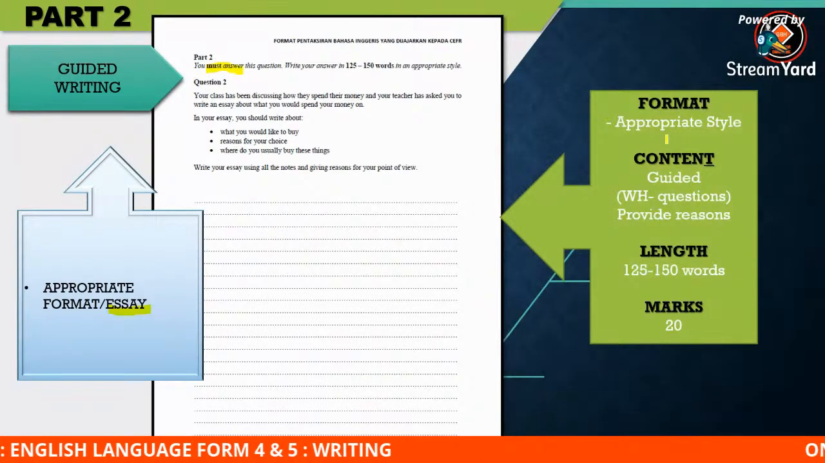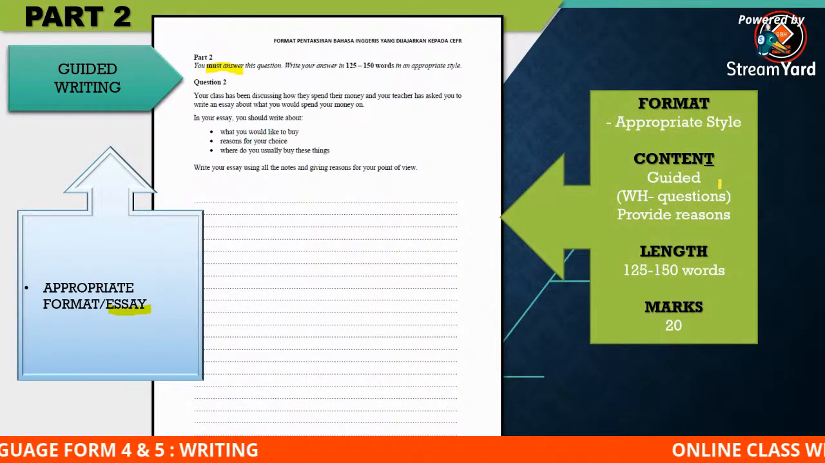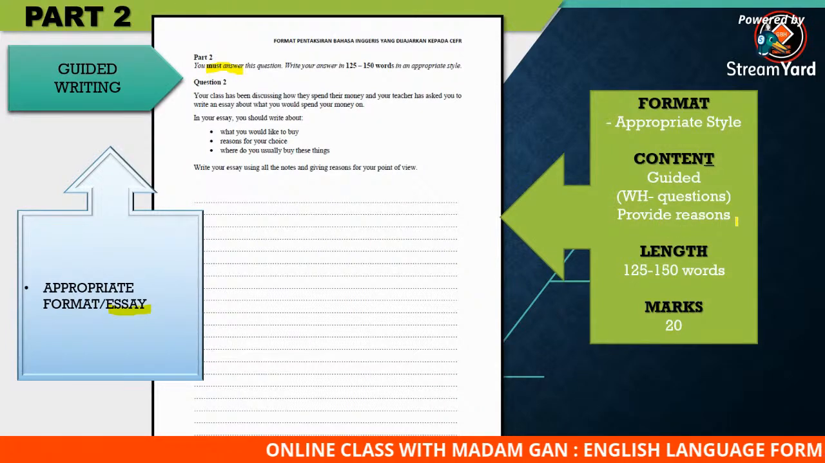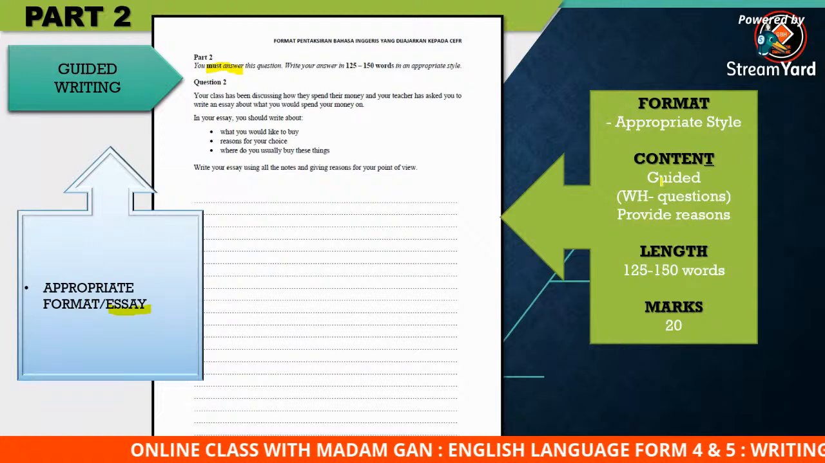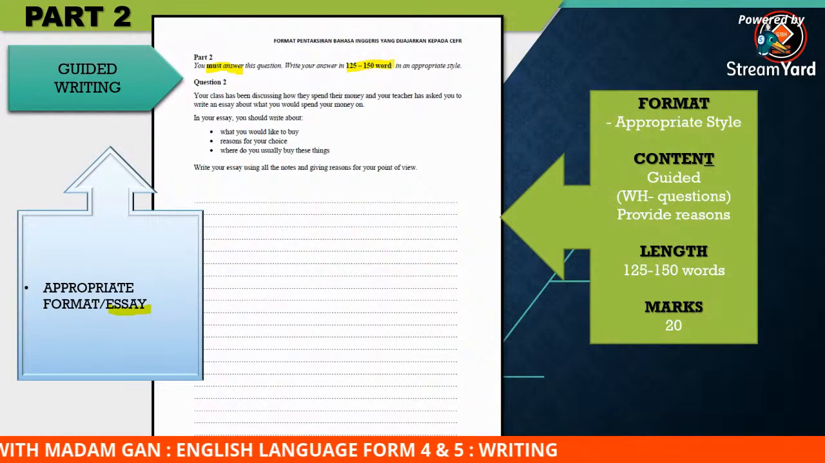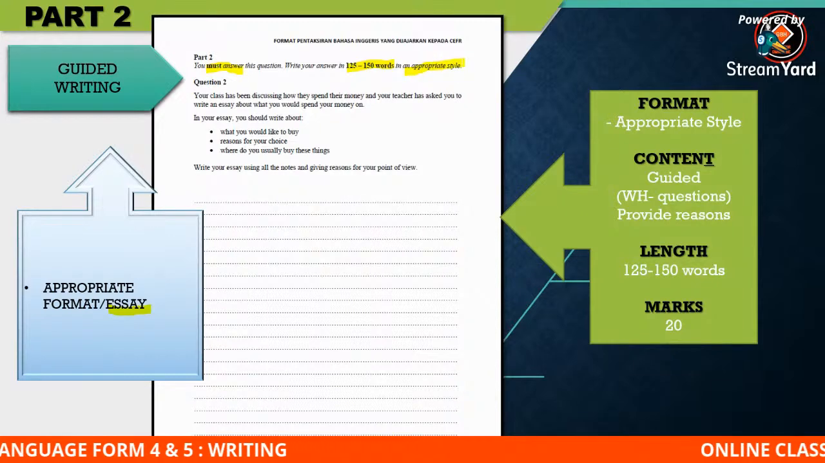So the format is appropriate style. It is guided because you have WH questions, and then normally you have to provide reasons or you have to give suggestions or ideas. And then remember, the length is 125 to 150 words. So it's written here in an appropriate style. So marks again are 20.